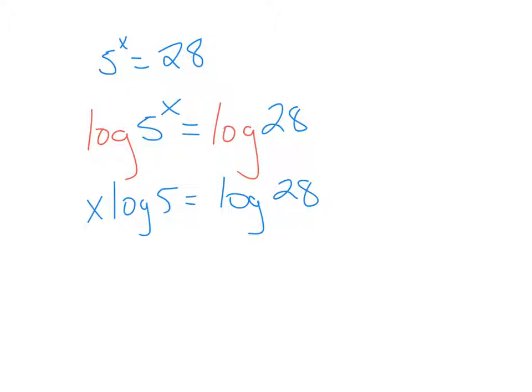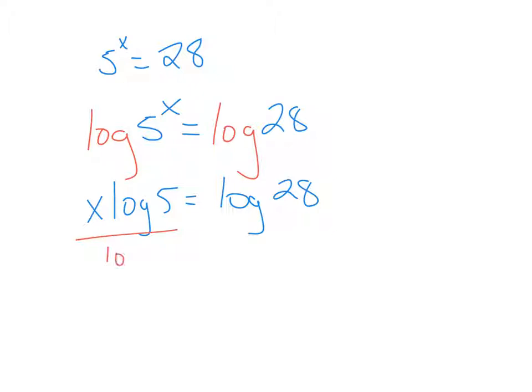Now, log of 5 is just a number. It's obnoxious, it's some weird decimal, but it is just a number. And log of 28 is also just a number. So this problem is no different than if it was 2x equals 7. But it's not 2x, it's x times log of 5. So how do we get x by itself? Divide by log of 5.